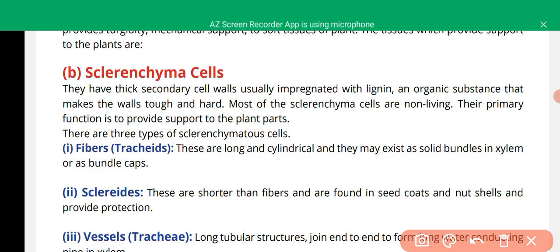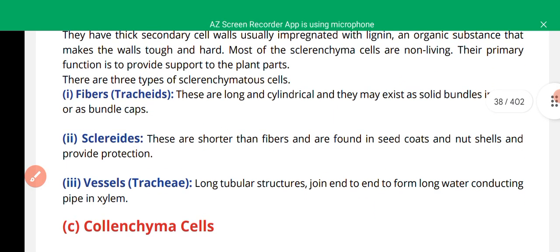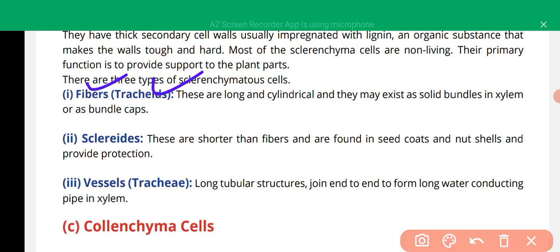Here are the three different types of sclerenchyma cells. What are these? Fibers are long and cylindrical. They may exist as solid bundles in xylem or as bundle caps. You know the bundle caps which are found in sunflower plants. Or solid bundles, that bundle of xylem is as hard as a steel rod supporting cement, and here our xylem is as hard, supporting the stem of the plant.